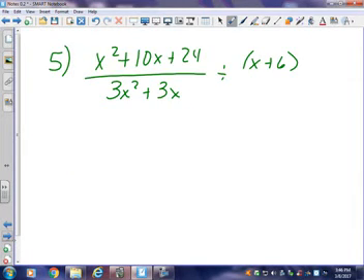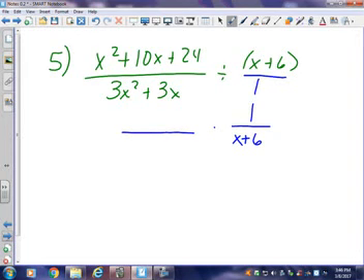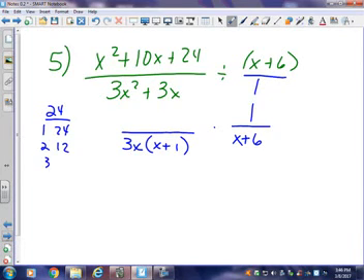Number 5. Well, this one over here needs a 1 under it, and if I flip that, that'll be 1 over x plus 6, which doesn't really need factoring or anything, just needs flipping because of the division. Here I need to take out the GCF of 3x and get x plus 1. On the top I have 24, so 1 times 24 is 24, so I'm listing the factors of 24 to see which one adds up to 10, which was 6 and 4. So x plus 4 and x plus 6.